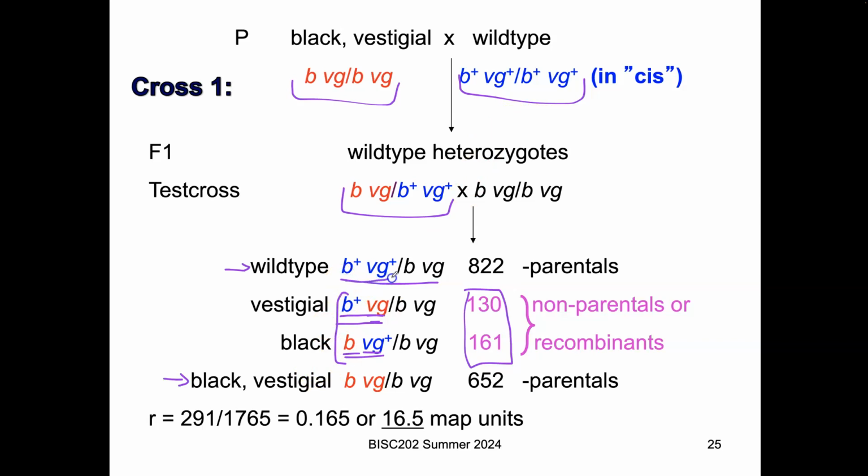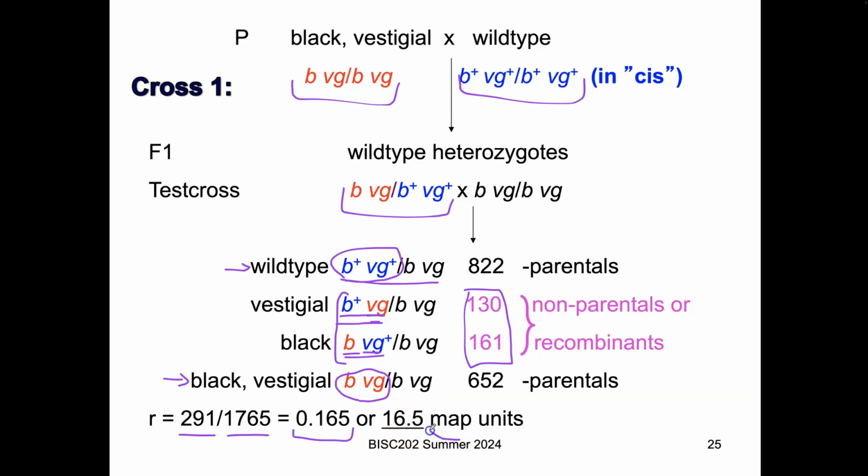So if you add the 2 alleles for this parental class and this parental class, there's 1 mutant and 1 recessive allele for both of them. And we can figure out the R value by taking 291, which is the recombinant ones, divided by the total, 1765, and that will give us an R value of 0.165 or 16.5 map units.